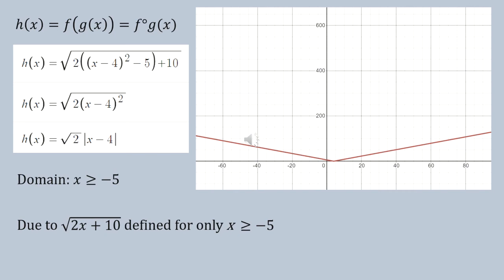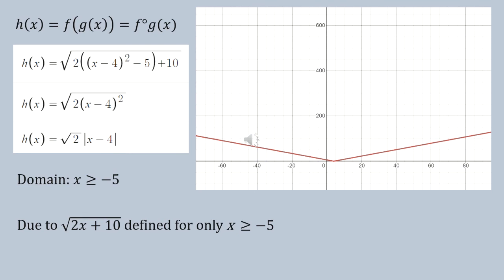And be careful, the square root does kind of cancel the square, but when you squared x minus 4, it was always positive. So when you do analyze the square root of x minus 4 squared, you have to consider that the value of x minus 4 is only going to be positive because of the original square. So that function simplifies down to the square root of 2 times the absolute value of x minus 4.